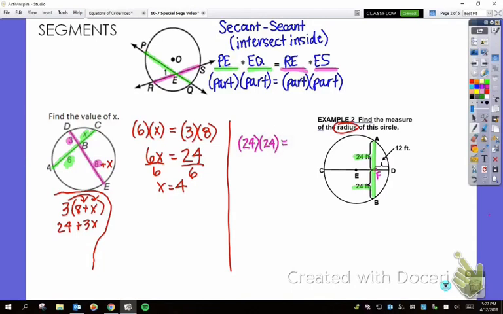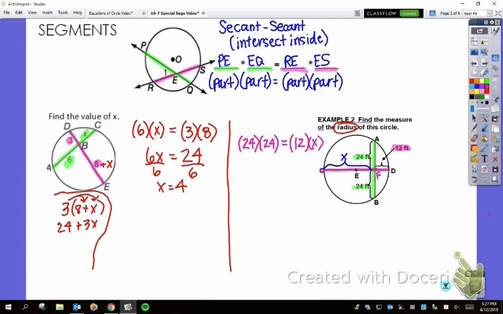Then we have to look at our other secant line, and that would be from C to D, which is actually our diameter, right? It goes through the center. Our pieces that go there are 12, and we don't know what CF is, from C to F right here, so we're going to call that X.